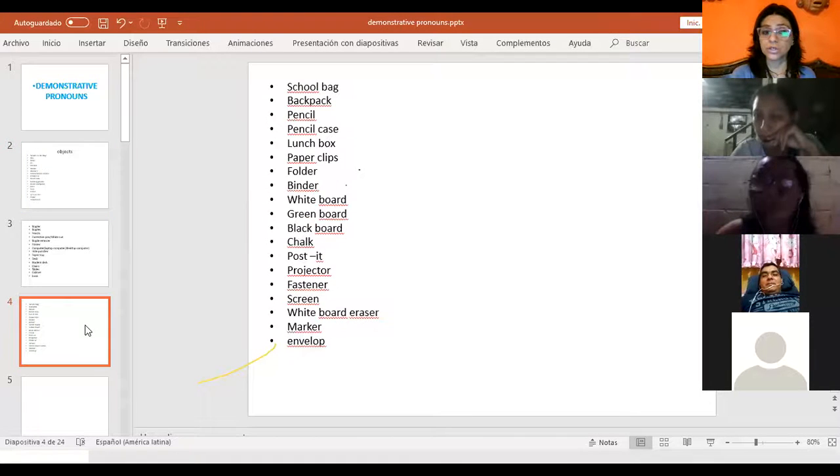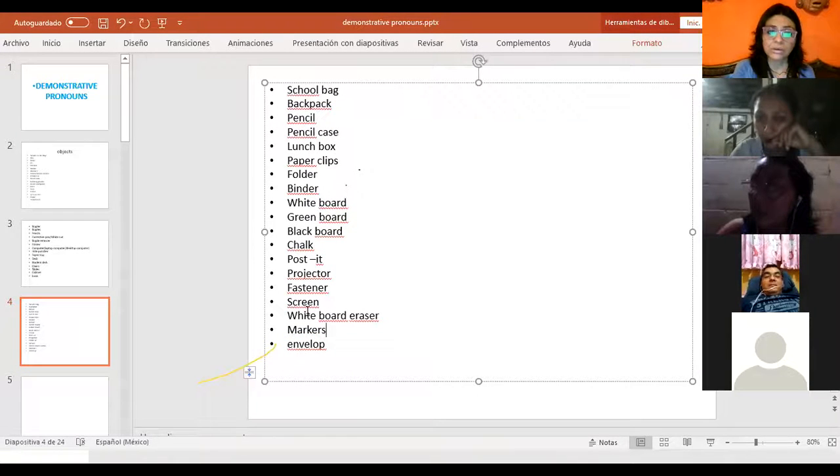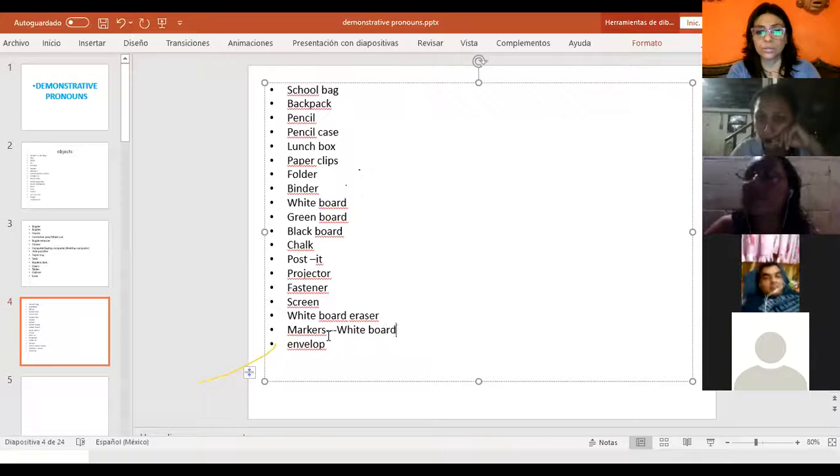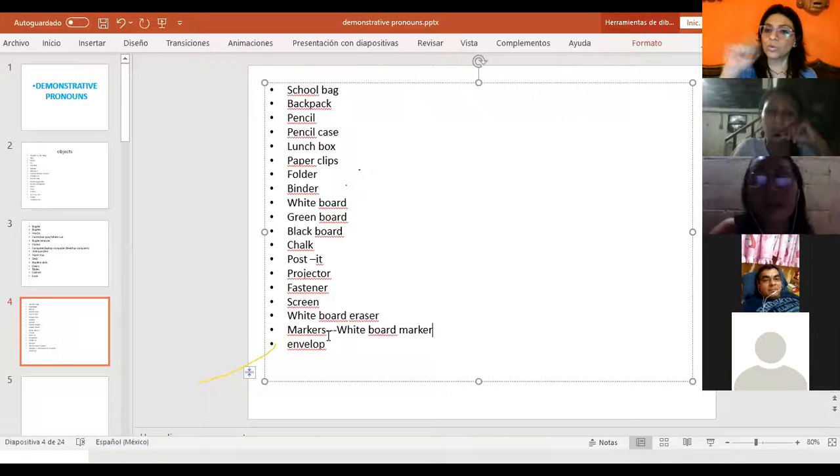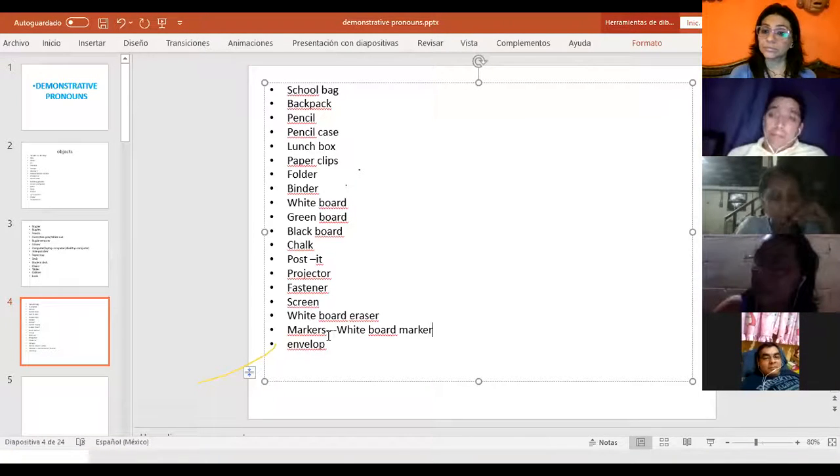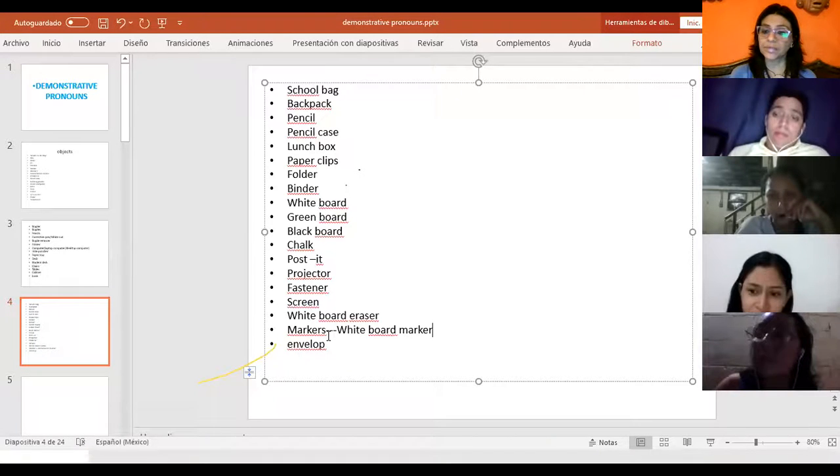Markers. Markers, sí. Si fueran de pizarra, usted dice, bueno, lo vamos a poner aquí, es whiteboard. Whiteboard marker. Si es un marcador permanente, es a permanent marker. Y si es un plumón. Cinta adhesiva. Tape. Ahí es tape. Y this is like tirro. The masking tape. Tirro es masking tape.